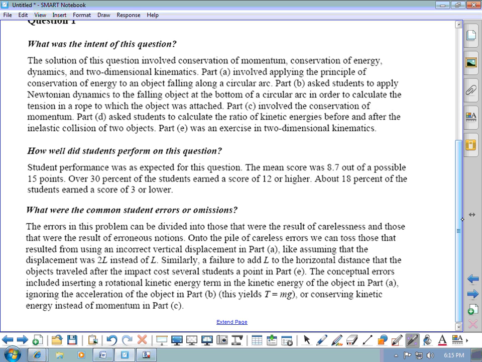The conceptual errors, and these are the more important errors, the ones that definitely cost a lot more points, were things like including rotational kinetic energy in your kinetic energy equation in part A. If you're looking at 1/2 mv squared for the person, then there is no rotational kinetic energy. Otherwise, you look at it as pure rotation. You could calculate the rotational inertia.